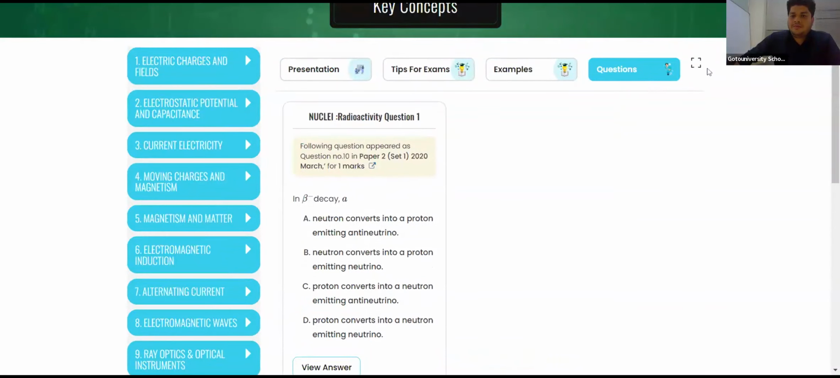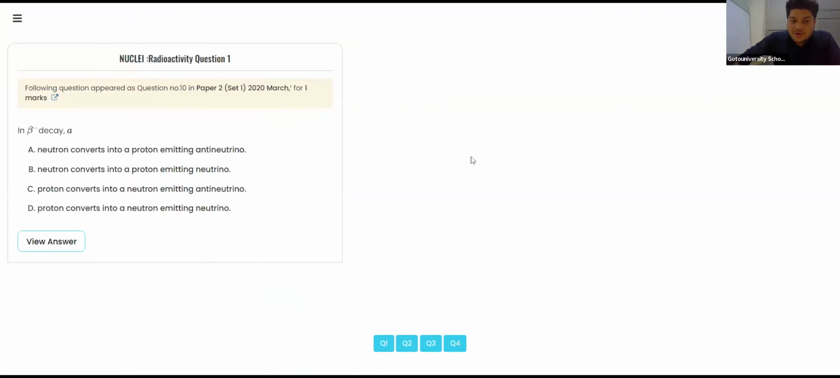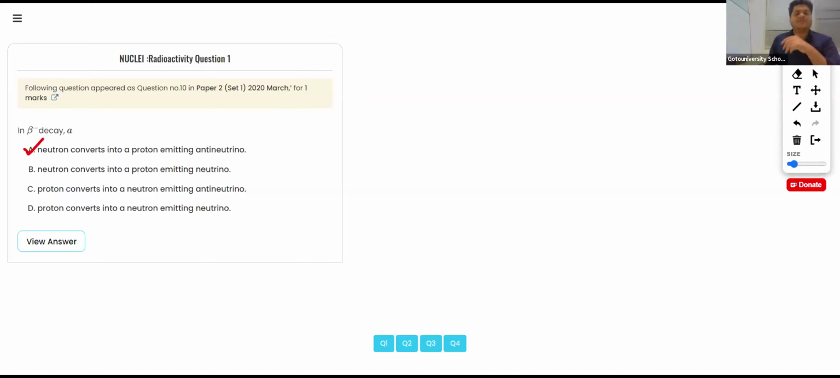In beta minus decay, what will happen? I'll not tell you, you tell me what will happen in beta negative decay. Neutron to proton happens, along with the emission of an anti-neutrino. So option A is right: neutron converts to proton with the emission of an anti-neutrino particle.